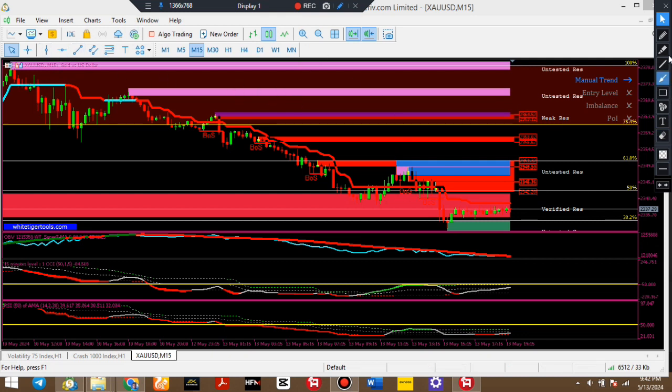So that being said, now that is for gold. The strategy works on gold and any APA, in fact any currency. Now let me move to the ones I took trade. I'll start with Crash 1000.